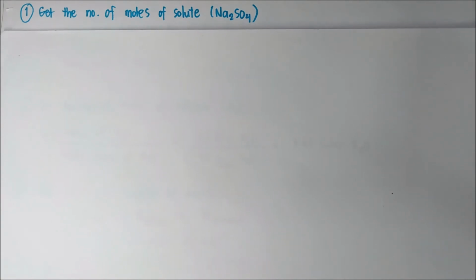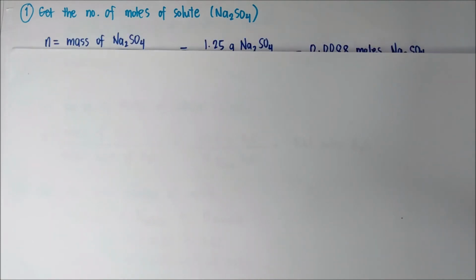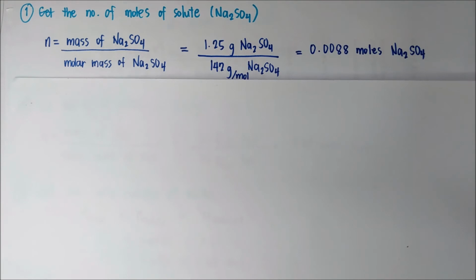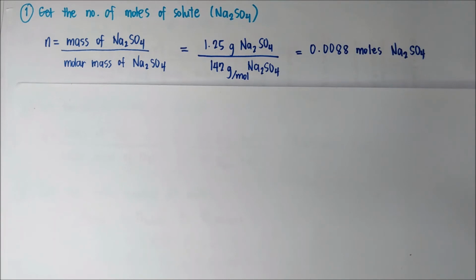Our strategy for getting the mole fraction of the solute and solvent is first, we get the number of moles of solute, which is your sodium sulfate. To get the moles of sodium sulfate, we need the mass of your sodium sulfate, and then we divide it by the molar mass of your sodium sulfate. Usually I would be providing the molar mass, but if it's not given, you compute the molar mass. So review your general chemistry 1 concepts.